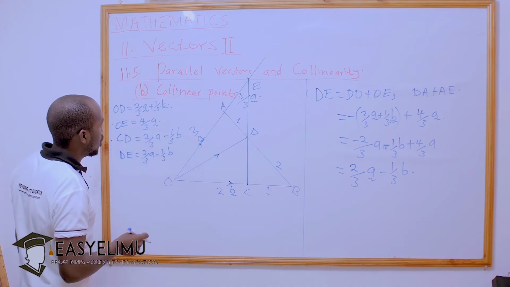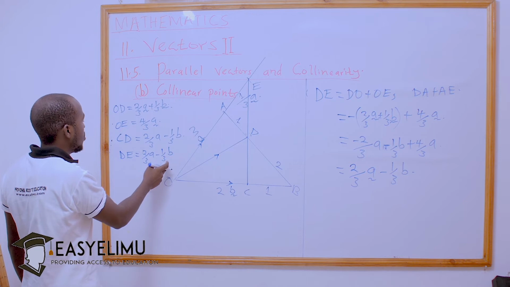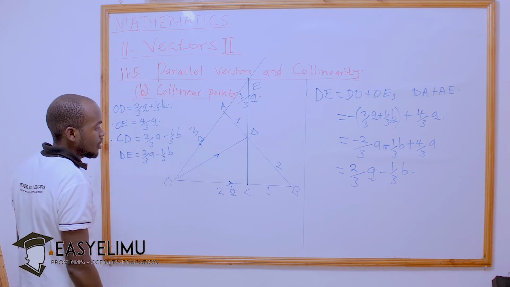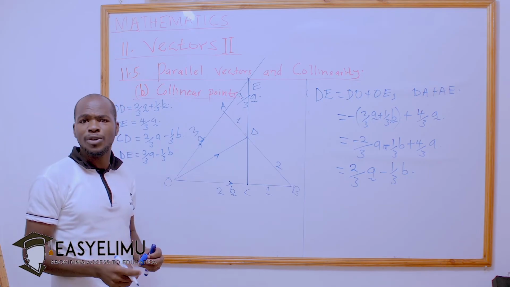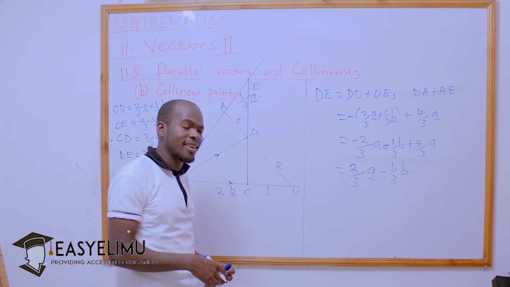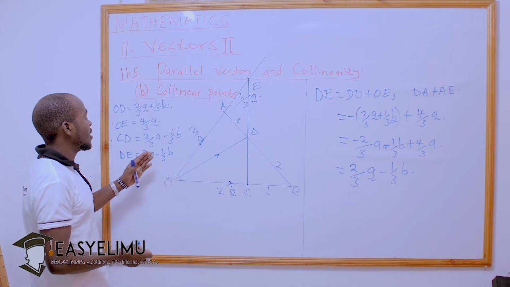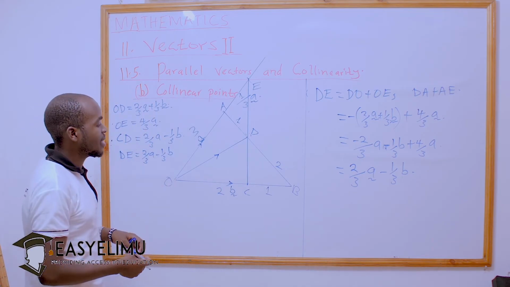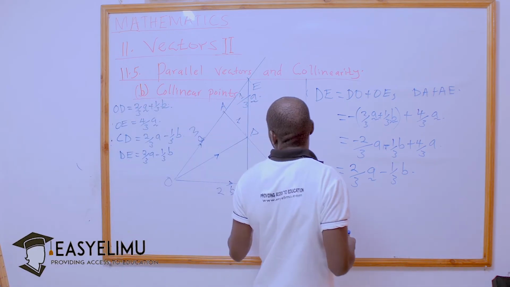And 2 over 3 A minus 1/3 B is the same as CD. So meaning CD is equal to DE. As you can see from our construction, we almost guessed the right thing, because you can see it's almost the same. But the working tells us that CD is equal to DE. So that is what we have found.